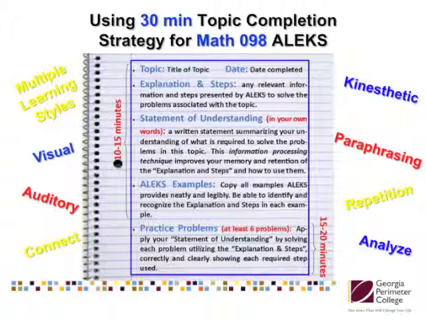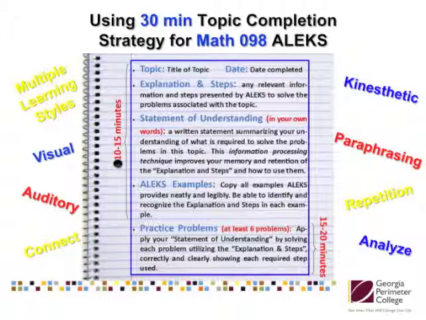So first, let's look at the first line, topic and date. This may seem self-explanatory, but it's very important because it allows you to review at a later date and find notes in your notebook based on the title of the topic and the date that you completed it. The next section is the explanation and steps. This is any relevant information and steps presented by Alex to solve the problems associated with the topic. The statement of understanding should be in your own words. It is a written statement summarizing your understanding of what is required to solve the problems in the topic.